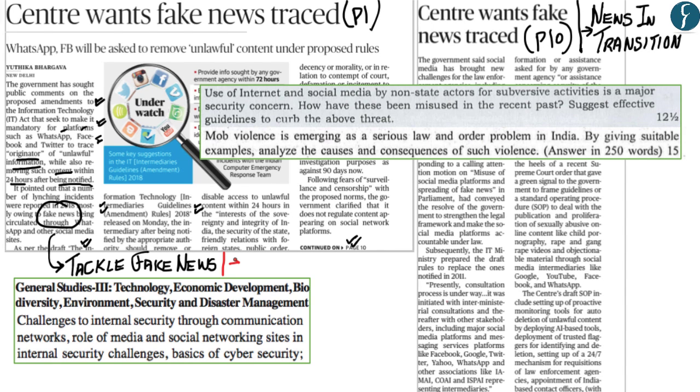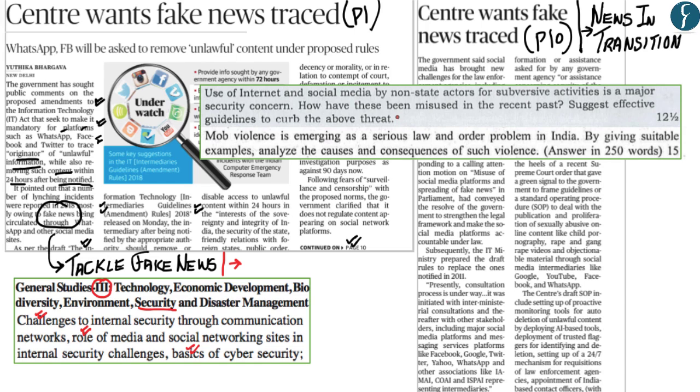Now, taking cue from this article, what we'll try to understand is how to tackle fake news. And we'll understand it from the perspective of your GS Paper 3 within the section Security. First, within the subsection Challenges to Internal Security through Communication Networks, Role of Media and Social Networking Sites in Internal Security Challenges, and Basics of Cyber Security.